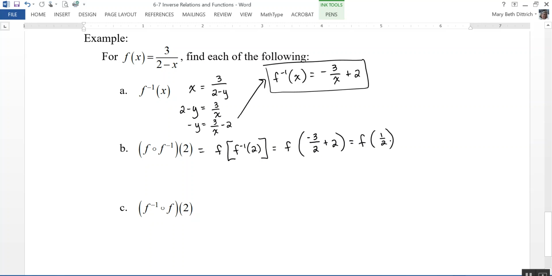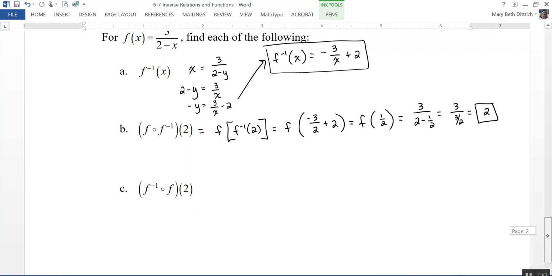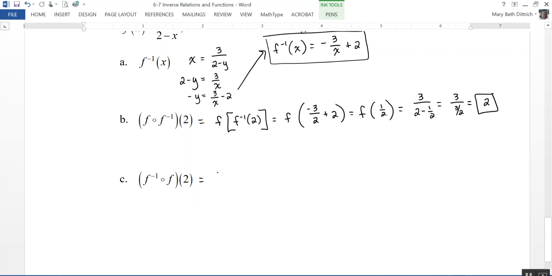And now I'm going to put 1/2 into my original function for x here, f here. So 3 over 2 minus 1/2 is 3 over 3/2, and that is equal to 2. So the composition of f of its inverse of 2 is equal to 2, which is kind of cool. Let's try it the other way. Now I need to find the inverse of f, and then I'm going to do f of 2.